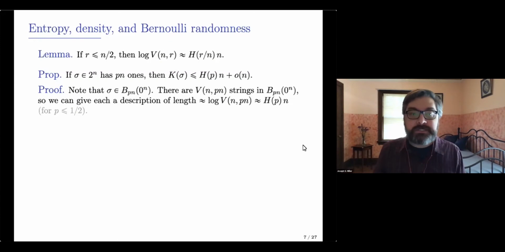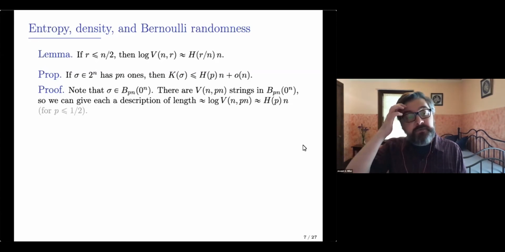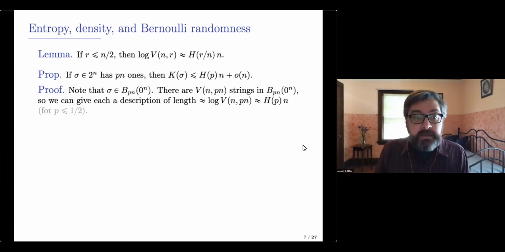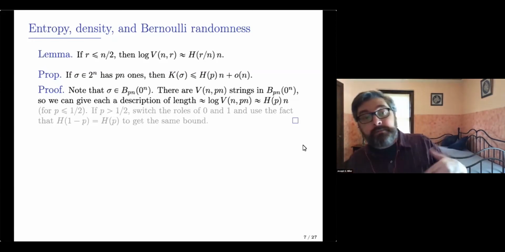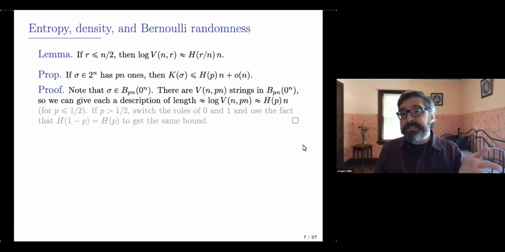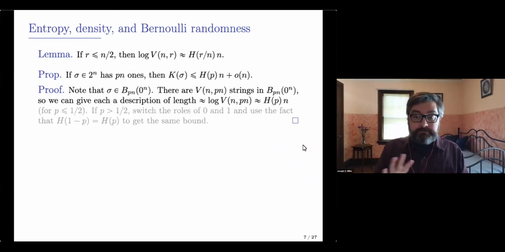the lemma only works for radiuses less than n over 2. So that last approximation is only true for p less than or equal to 1/2. But if p is greater than 1/2, switch the roles of the zeros and ones and use the fact that the entropy function is symmetric, h of 1 minus p is equal to h of p, and you get the same bound. So I put that in gray because I don't want you to worry about it that much. The bound works in either case, but I spent too much time talking about it already.